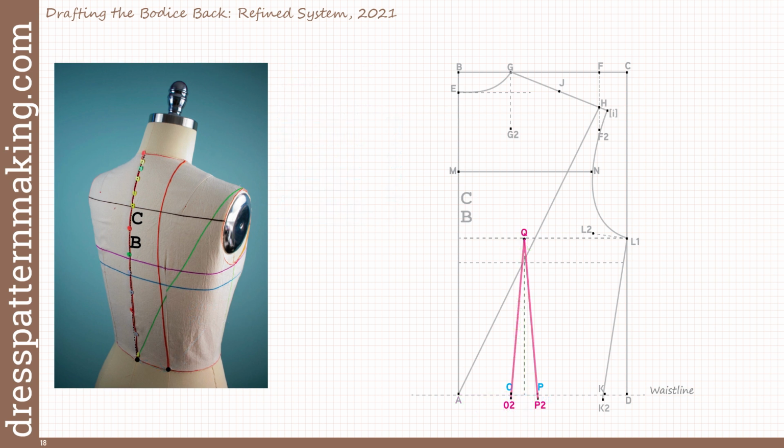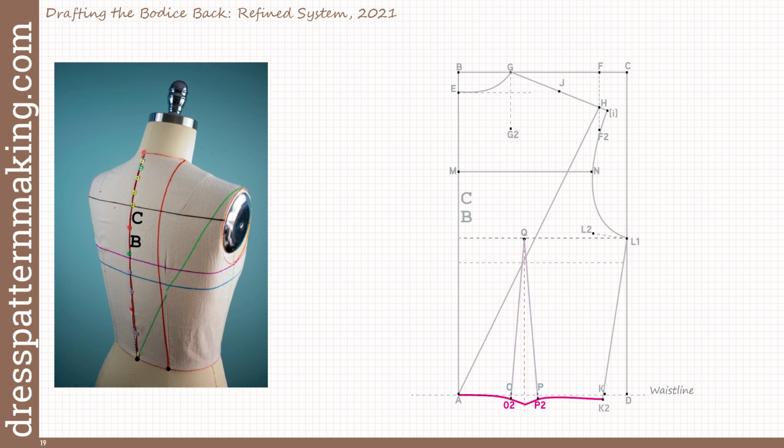Draw the first dart leg from point Q through point O and go 1/2 centimetre below the waistline and mark point O2. Draw the other dart line from point Q to go through point P to go 1/2 centimetre below the waistline and mark point P2. Check that those two lines are the same length. They need to be the same length.